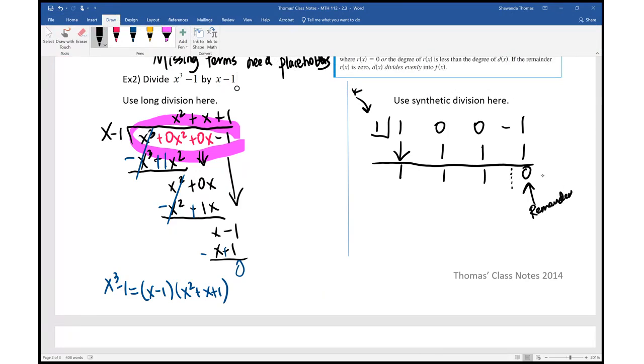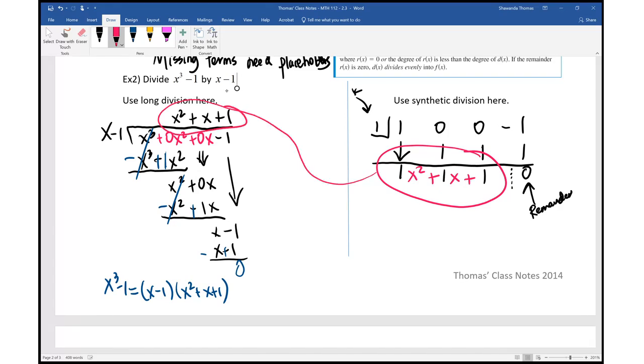So the answer lies in this part right here. Now we started out with a third degree polynomial, or cubic function, x cubed minus 1. Therefore, in synthetic division, our answer will be 1 degree less. So it'll be 1x squared plus 1x plus 1. So notice this is the same answer as this, but it was a little faster than doing long division.